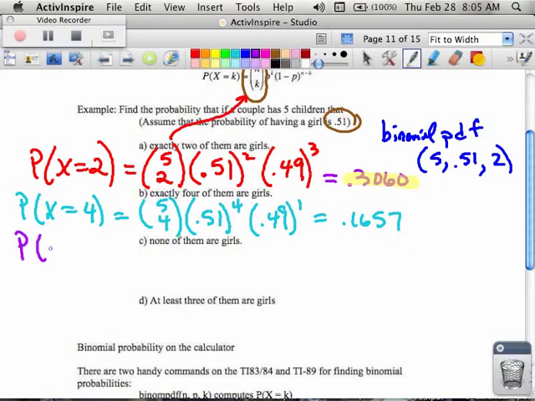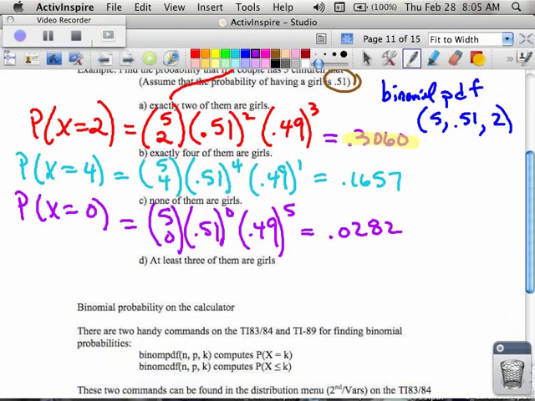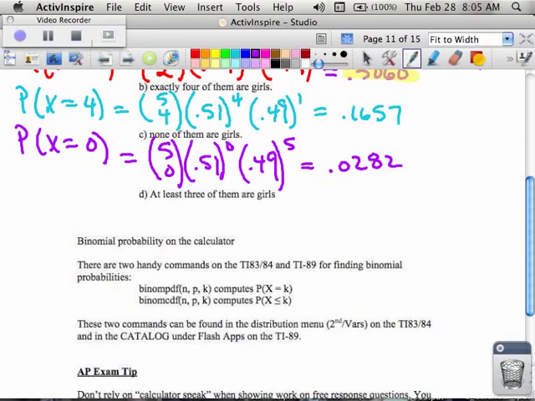And the next one, for none of them girls, works the same. So the probability that X is equal to 0, and that would be 5 choose 0, 0.51 to the 0, and 0.49, and all of them would be boys. So to the 5th power, and I get 0.0282 as my answer.